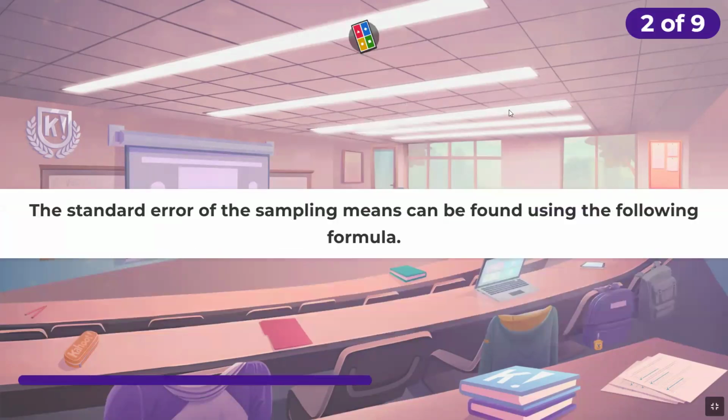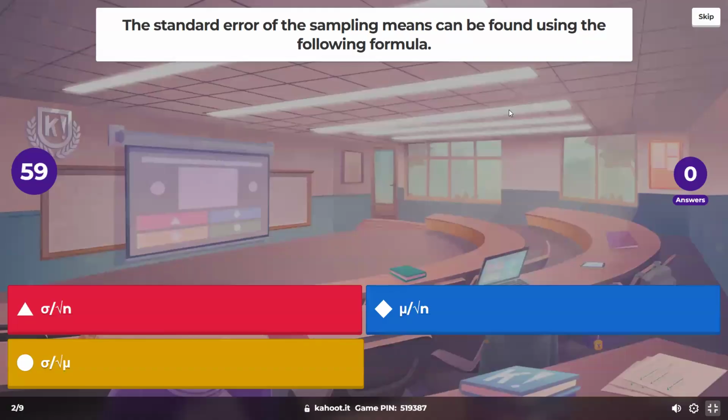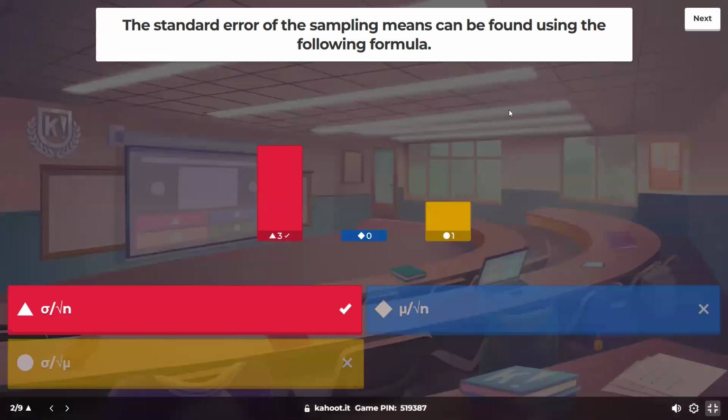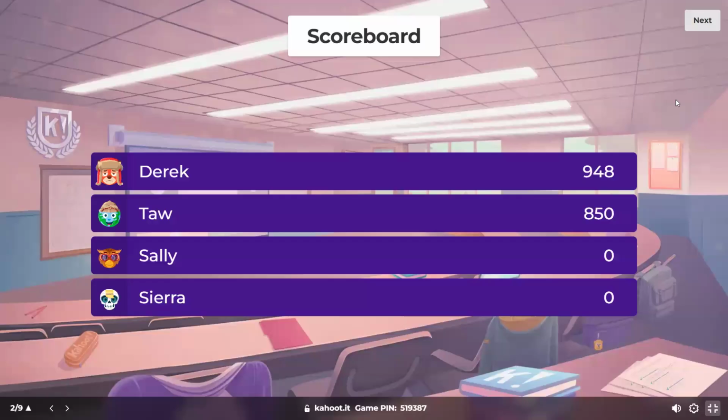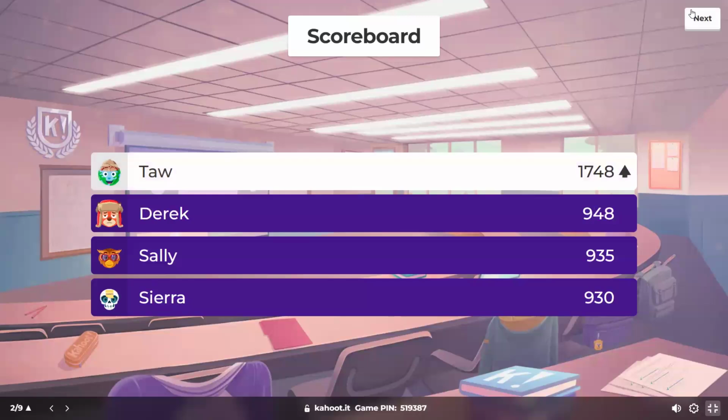Standard error of the sampling means can be found using which formula? You should get this in 10 seconds. Okay. Yeah, too much pressure.